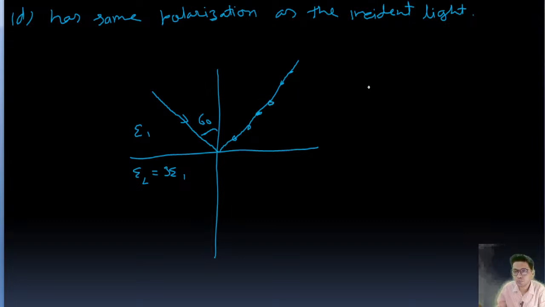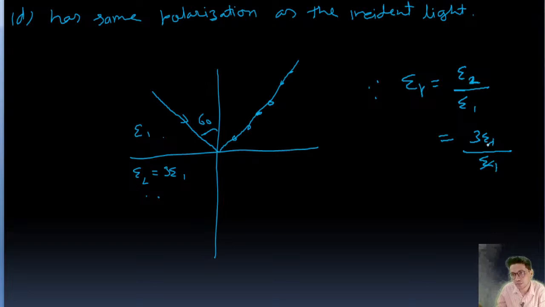Since it is given, epsilon r, the relative permittivity, is epsilon 2 upon epsilon 1. This is medium 1 and this is medium 2, and epsilon 2 is 3 epsilon 1 upon epsilon 1, right? This will get cancelled, so epsilon r value is 3, and it means the refractive index n is going to be root epsilon r, which is root 3. So this is the refractive index of the medium.